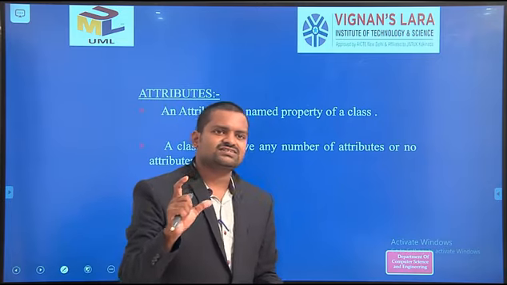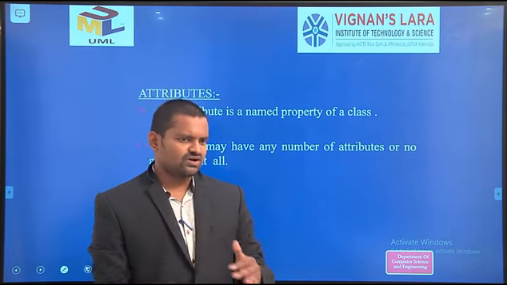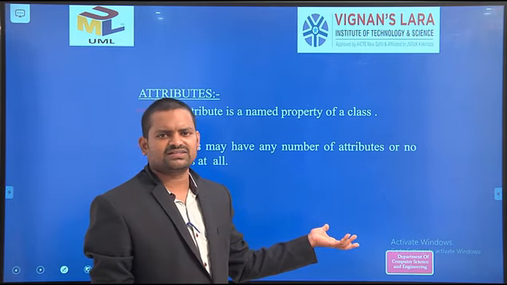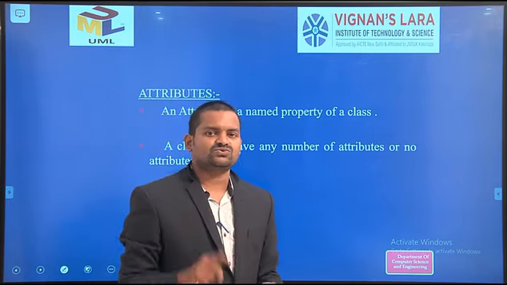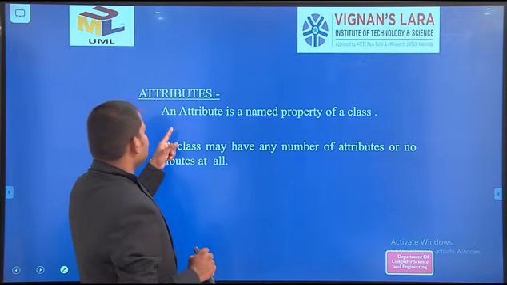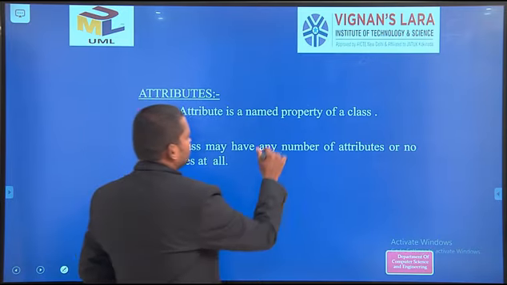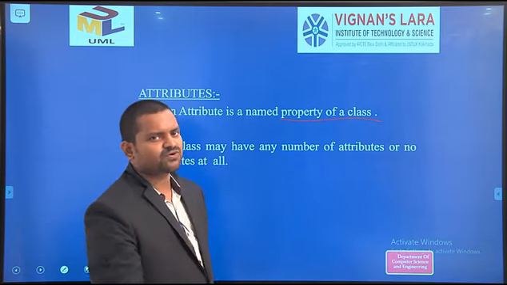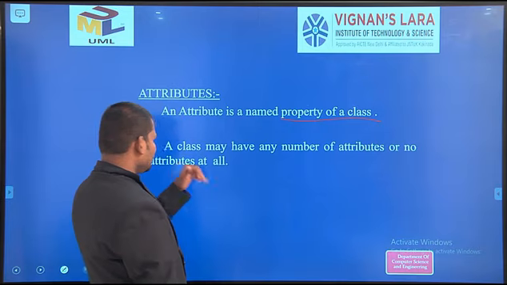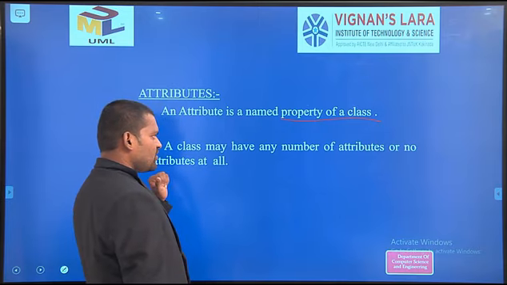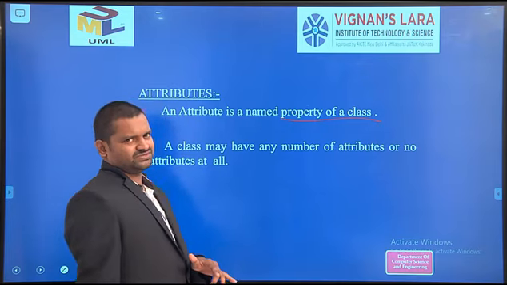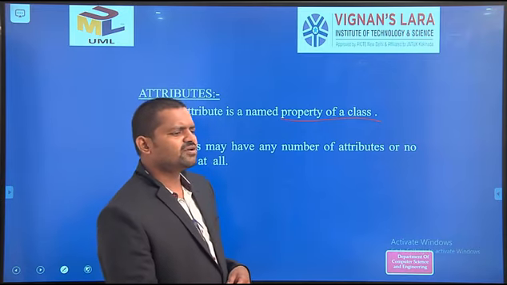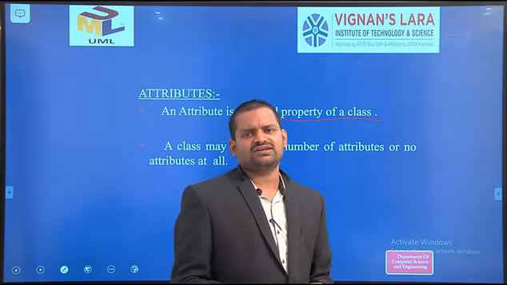attributes. A class contains first a name. How do we create a name? We know the simple name, and the second one is the path name. Second one, attributes. What are attributes? See, an attribute is a named property of a class. An attribute is a named property of that particular class. A class may have any number of attributes or no attributes at all. It may or may not have attributes for the particular class.